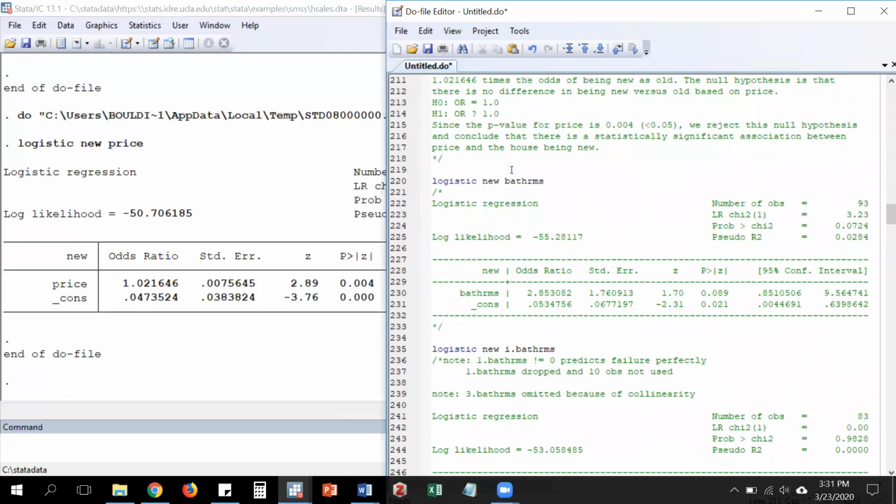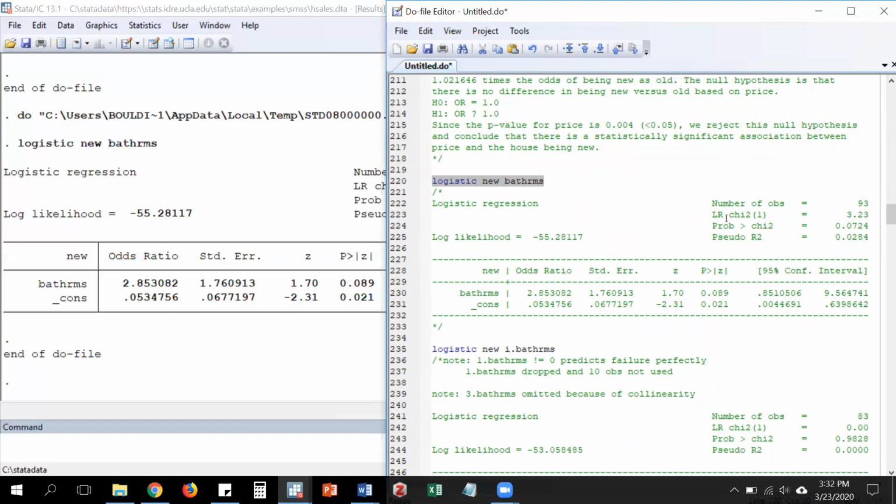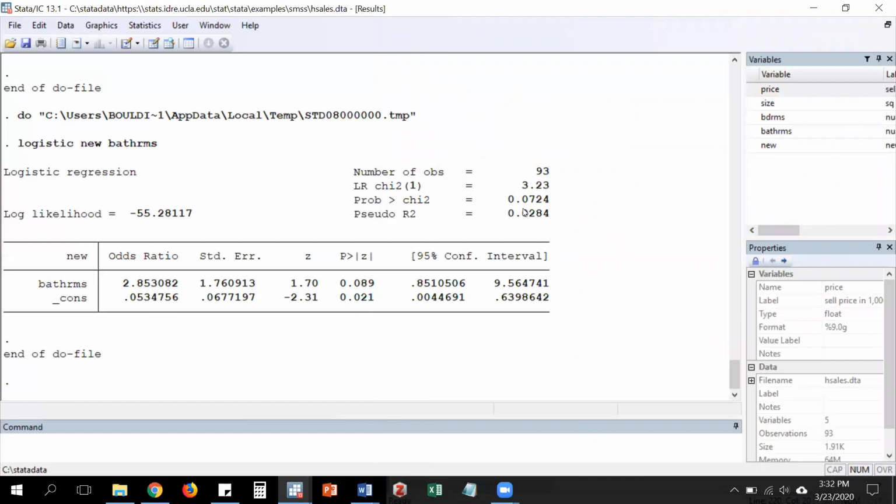Now we can also look at, maybe we want to say, okay, can we get any information about the odds of a home being new based on the number of bathrooms that are in the house? And so this model would be logistic new bathrooms. And we can see here, we still have 93 observations. That's good news. Pseudo R-squared is only 2%, 3%. So not even as much explanation of the variance as we saw above.